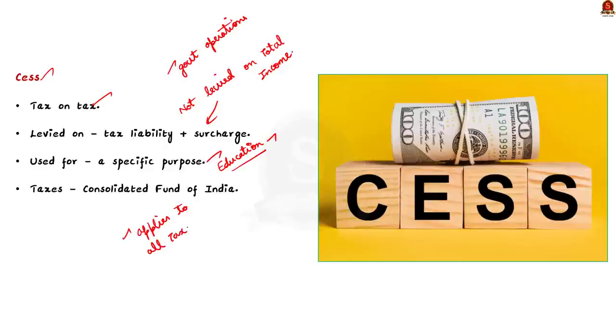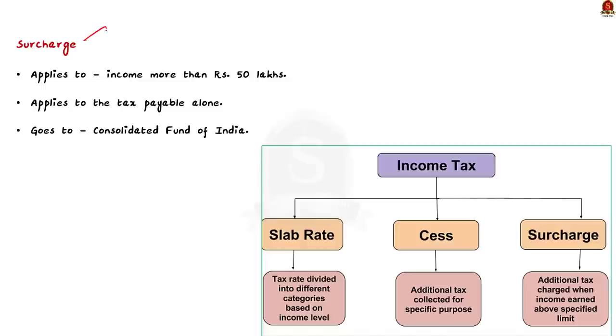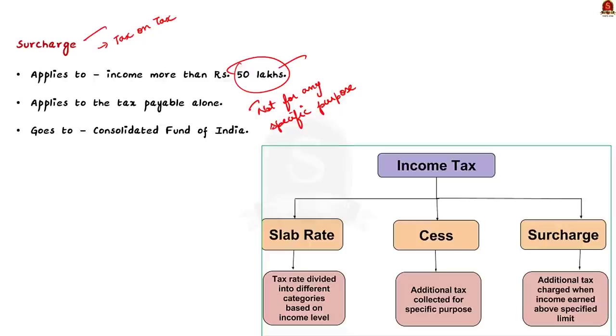Then what is surcharge? See, surcharge is also a tax on tax and it applies to those persons whose income is more than 50 lakhs. See, surcharge is not collected for any specific purpose and it can be used for any reason as the Union Government sees fit. Remember, it also applies on the amount of tax payable and not on the total income of the person. And the tax amount collected on surcharge also goes to the Consolidated Fund of India. This is about surcharge.